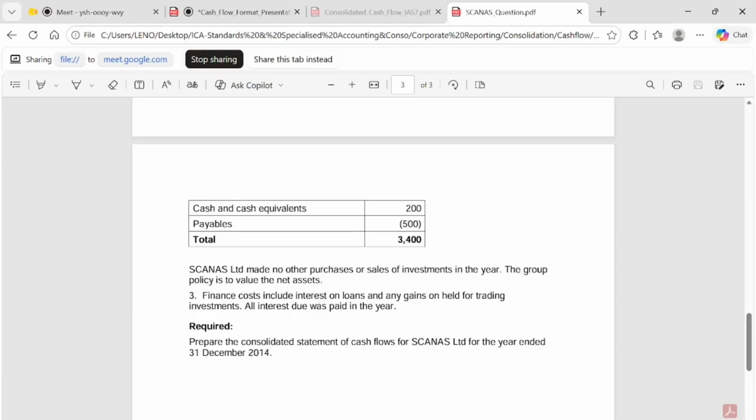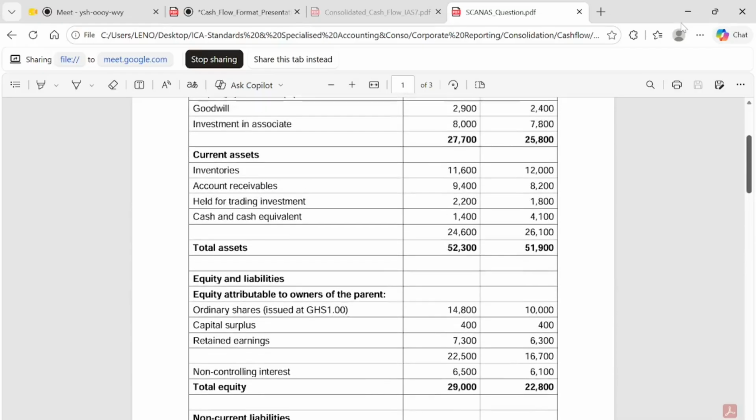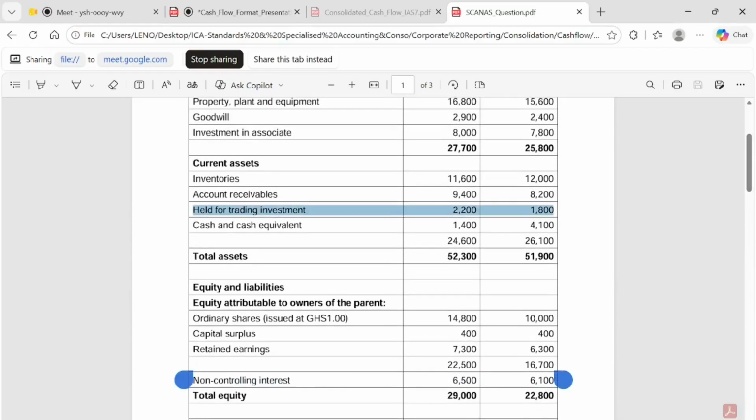Read the last paragraph again. Finance costs including interest on loan and any gain on held for trading investment. Do you understand? All interest due was paid in the year. Have you seen this held for trading? This held for trading is a profit and loss item. Please come here. You will see it in the statement of financial position here. Have you seen it? Held for trading investment.